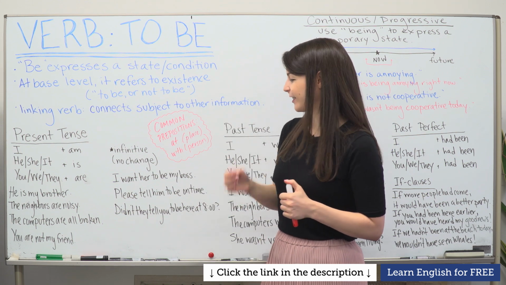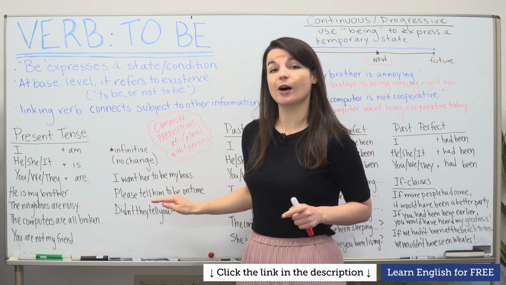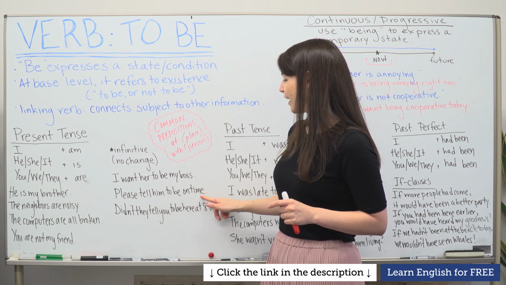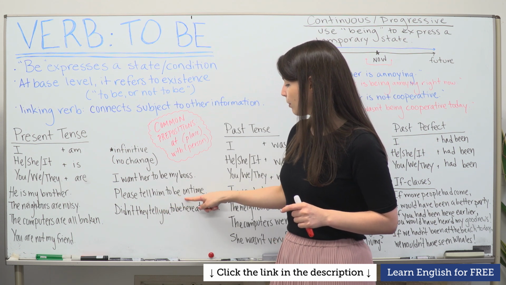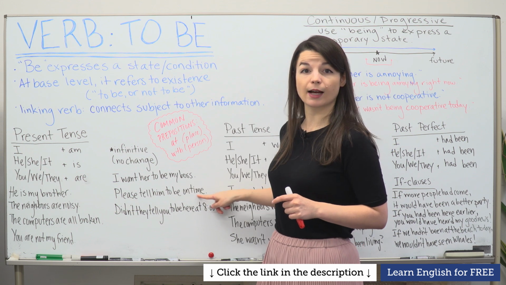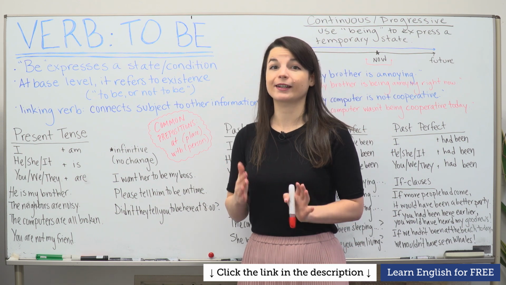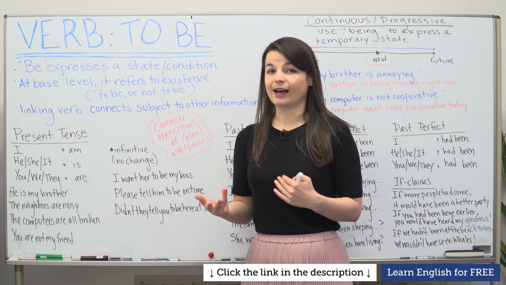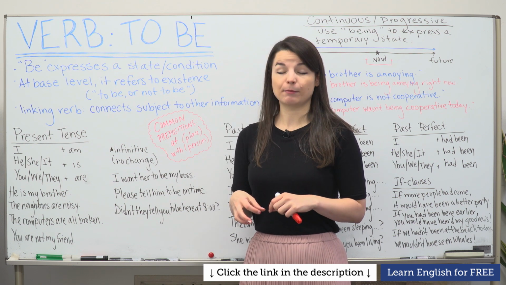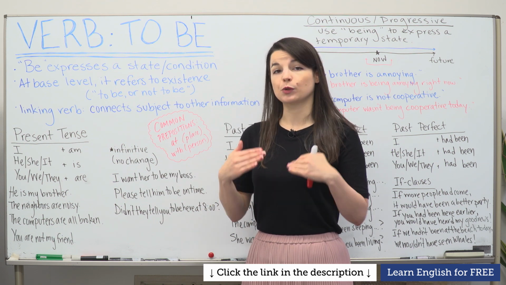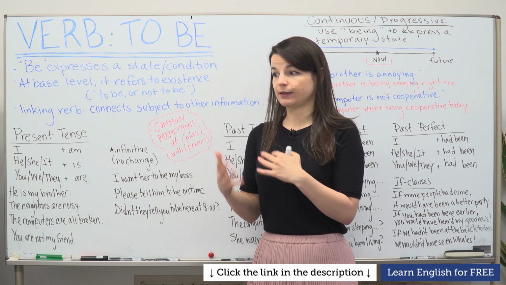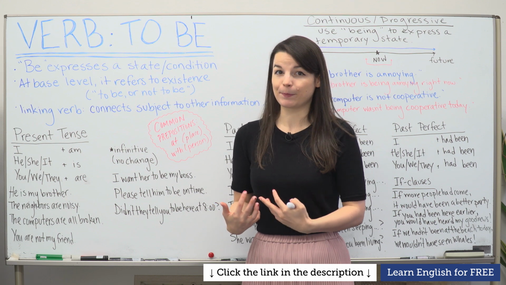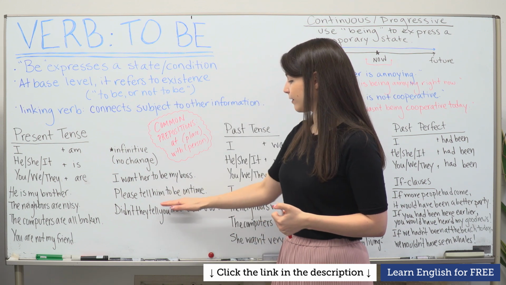Okay, let's try another example. This is a very, very common example. Please tell him to be on time. To be is used here before the expression on time. So on time means the correct time. So for example, if the meeting begins at 1 o'clock, he needs to be in the meeting room at 1 o'clock. So to be, in this case, means be in a condition, be in the state of on time, at the correct time. So this is a very common one.